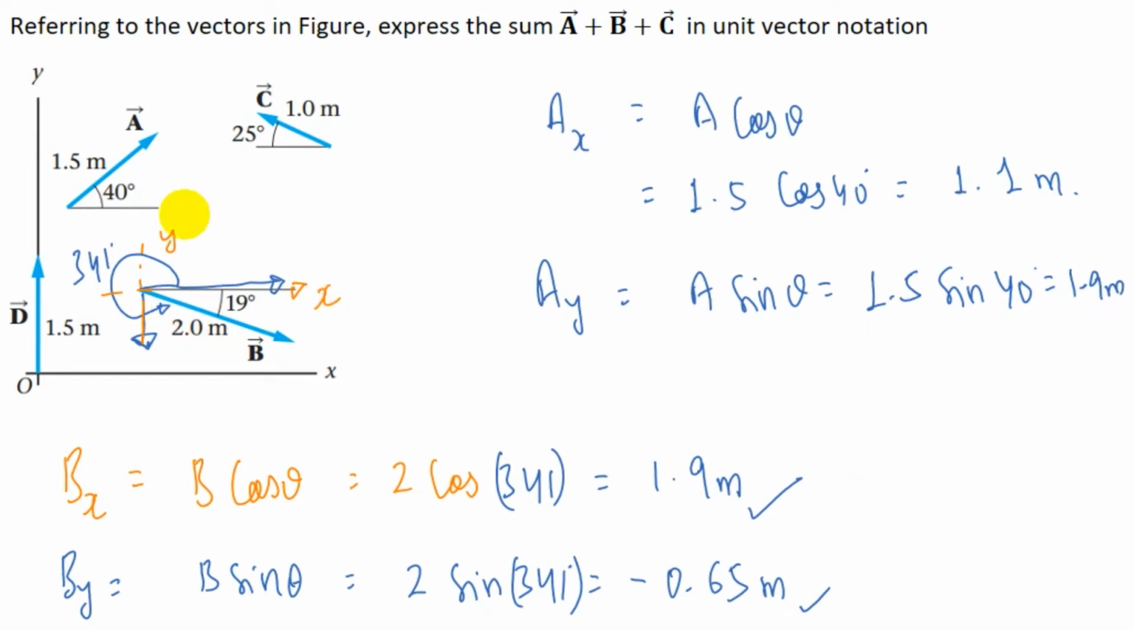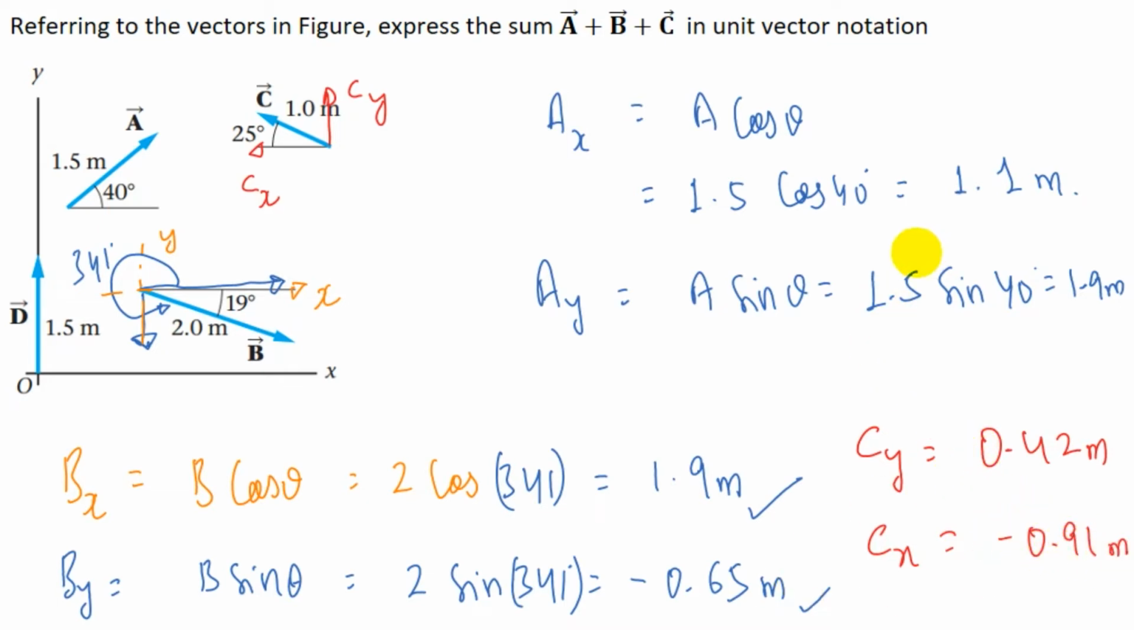Now next, the components for vector C. This is our vector C. Its y component is CY and its x component is CX. The x component is negative, as we can see from the figure, and the y component is positive because it is along the positive y. We follow the same procedure, and we get CY to be 0.42 meter and CX to be negative 0.91 meter.